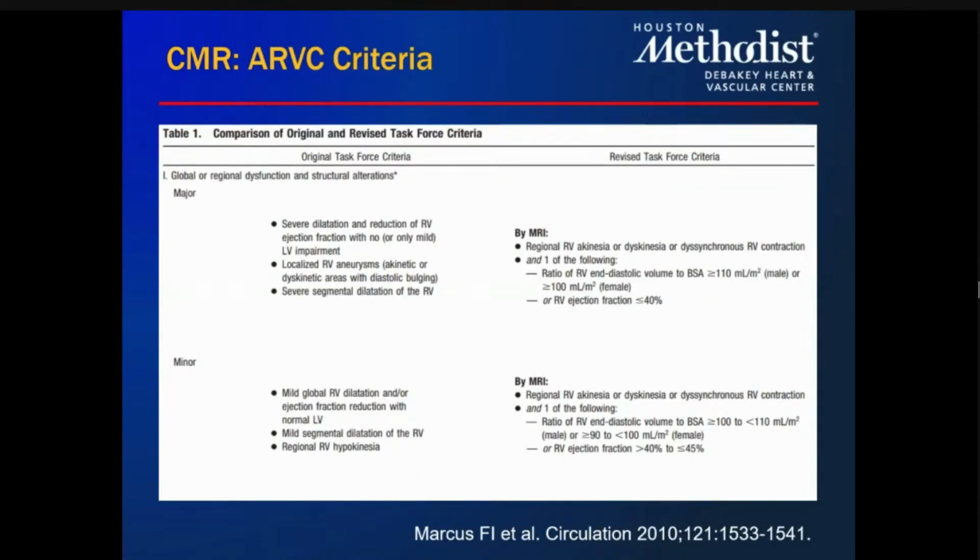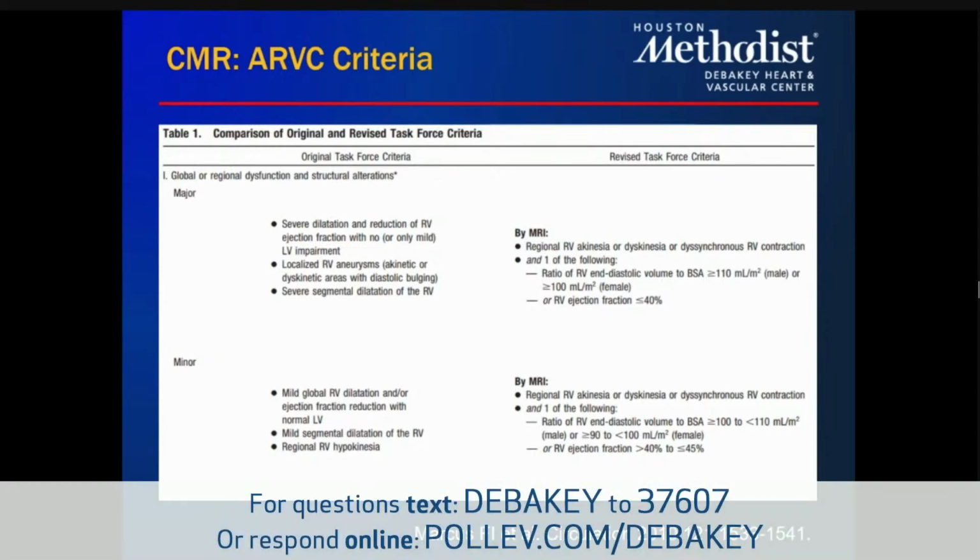But in terms of the diagnostic criteria for ARVC, remember it's a clinical diagnosis. It's not simply an imaging diagnosis. CMR just happens to be one component of it, and shown here is the 2010 task force criteria for classifying major and minor criteria by CMR. So just to reiterate, for CMR, first of all, you need regional wall motion abnormalities, either akinesia, dyskinesia of the RV somewhere, or dyssynchrony. That's a must. You can see that for both major and minor. That's the first bullet point, and one of the following: either the RV EDV is dilated, with different criteria for male or female, greater than 100 for female, greater than 110 for male, indexed RV EDV, or an ejection fraction less than 40%.